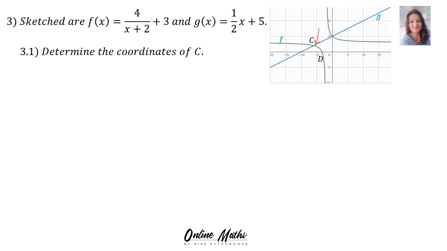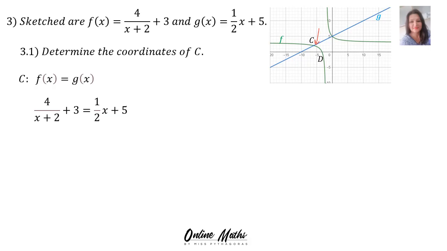simultaneous equations. Now what I want to say is the third question of this one will be to find the average gradient, but they will lead us to first finding the two coordinates that we're going to use to work out average gradient. So first of all, coordinates of C. As I said, it's the place where the two graphs intersect, therefore we will use simultaneous equations. And we will say 4 over x plus 2 plus 3 equals half of x plus 5. We equate the two graphs.